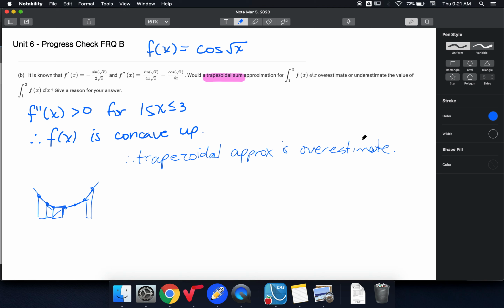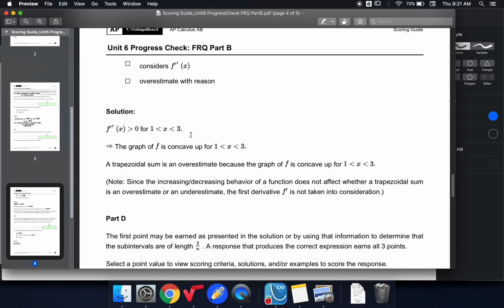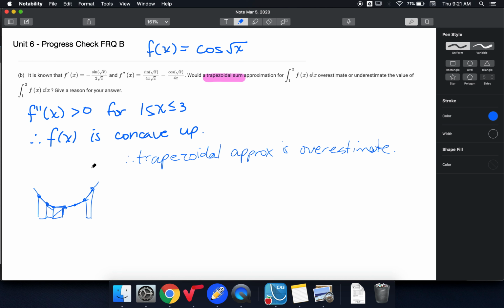So these are the two things you need to say: because the second derivative is positive, it's concave up, and the trapezoidal approximation is an overestimate. If we go in and look at the solutions, they say the same thing: concave up, so the trapezoidal sum is an overestimate. Like I said, increasing or decreasing doesn't affect the trapezoidal sum. So you might want to go back and think about right Riemann sum and left Riemann sum, and which one we care about. Do we care about concavity, or do we care about increasing or decreasing to determine whether they're overestimates or underestimates? I would draw some pictures and think about those sorts of things.